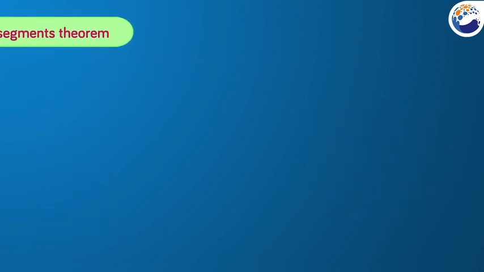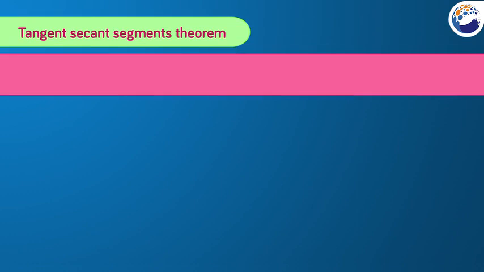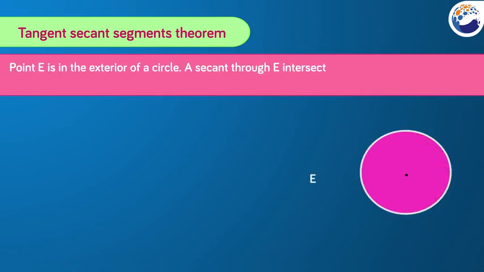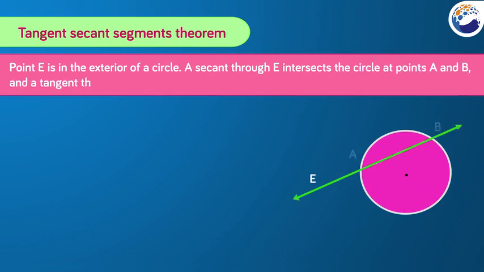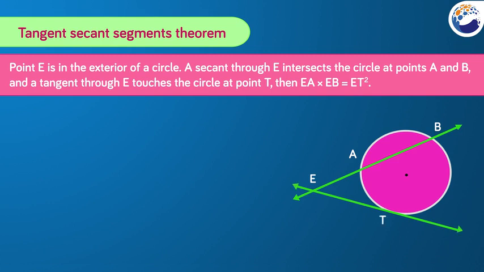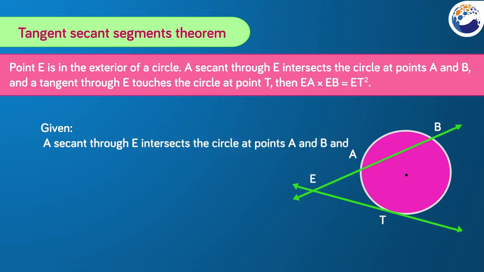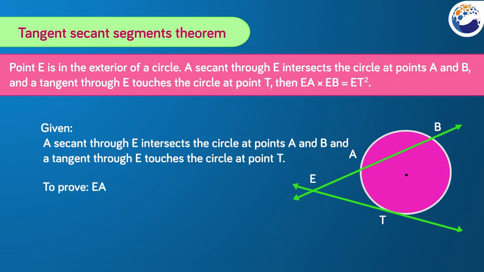Tangent secant segments theorem. Point E is in the exterior of a circle. A secant through E intersects the circle at points A and B, and a tangent through E touches the circle at point T. Then EA into EB is equal to ET square. Given: a secant through E intersects the circle at points A and B, and a tangent through E touches the circle at point T. To prove: EA into EB is equal to ET square.